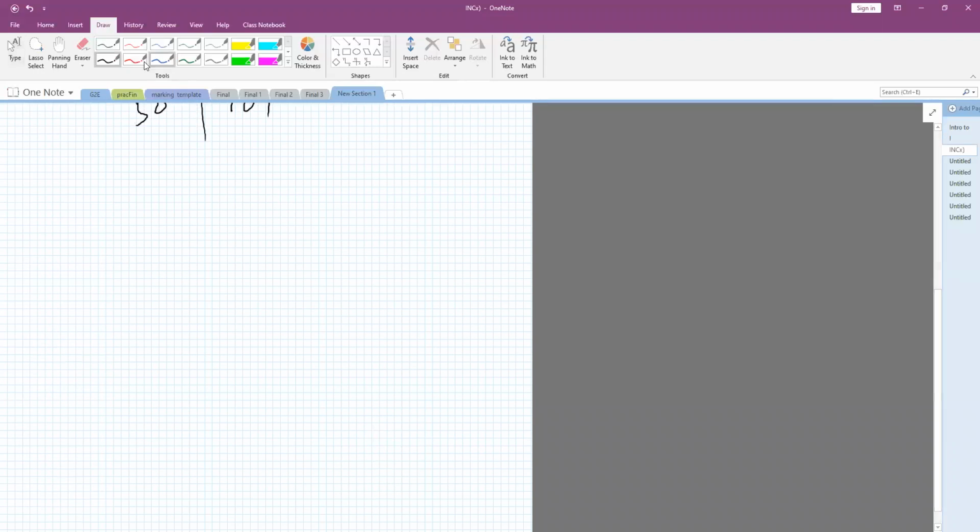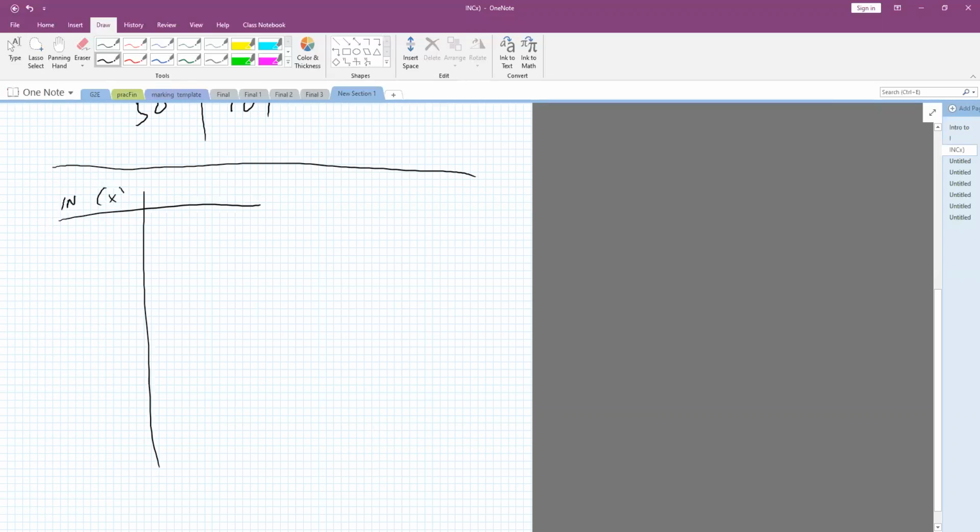Sure. Let's do one more time. This is your in, the x value, and this is the out, the y value. Look here. If I give you this rule, y is x divided by 2.